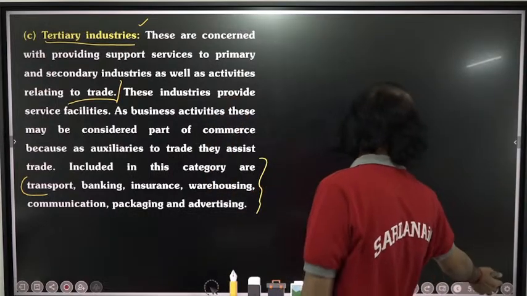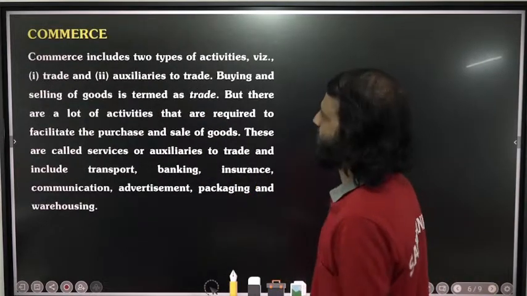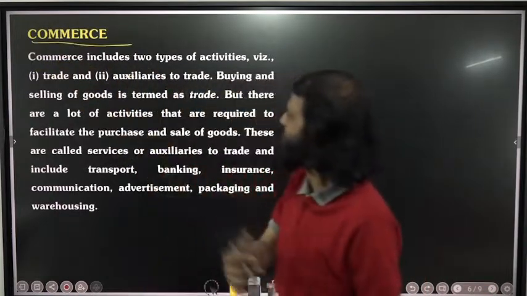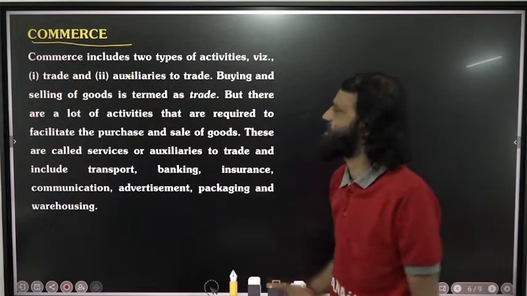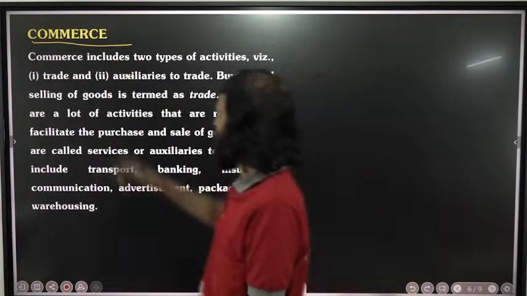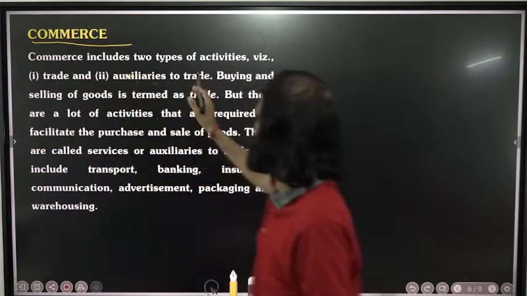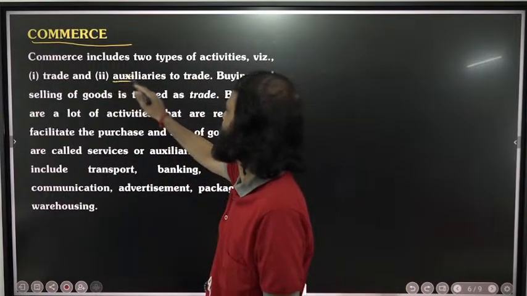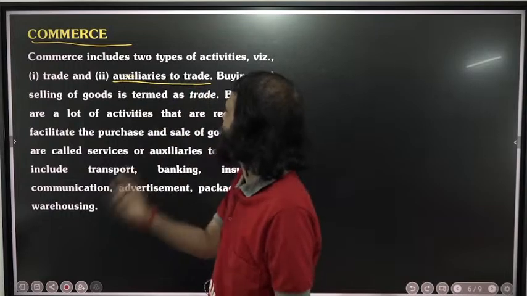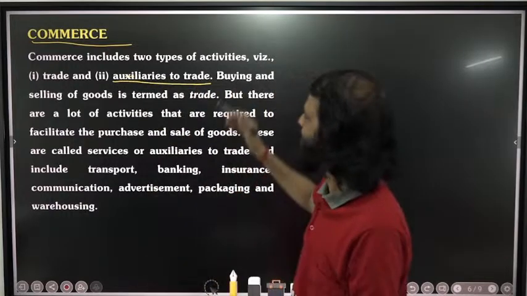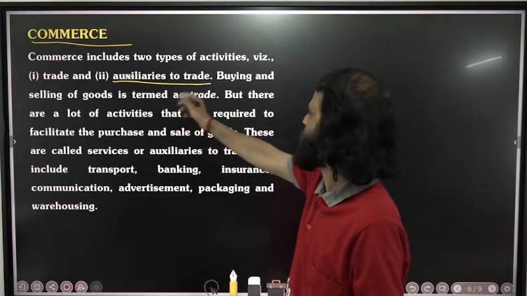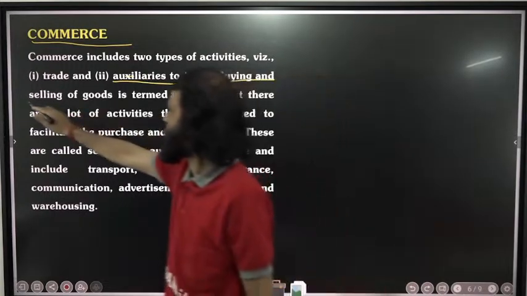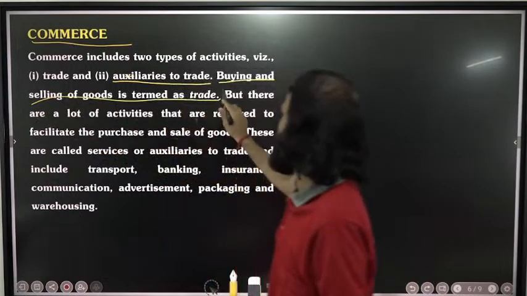Now we can move on to the next paragraph, that is commerce. We will study what commerce is. Commerce includes two types of activities. What are the activities? Trade and auxiliaries to trade. So there is trade, and of course, we want to assist and support it with other auxiliaries to trade. Buying and selling of goods is termed as trade. What is trade? Buying and selling of goods is termed as trade.